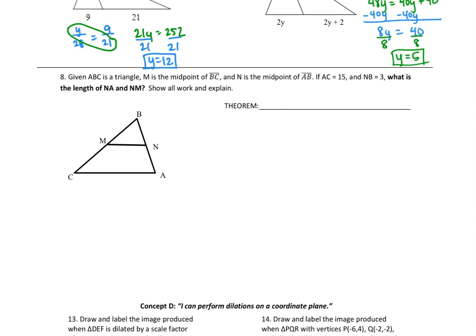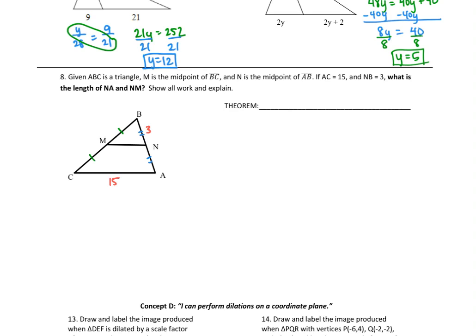All right, number 8 says we're given that ABC is a triangle. It tells us that M is the midpoint of BC, which means that these segments are equal. It tells us that N is the midpoint of AB, which tells us that these two segments are equal. And we're given that AC is 15 and NB is 3. We want to find the length of NA and NM.